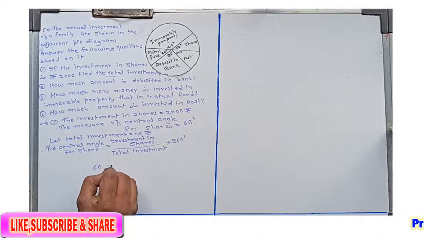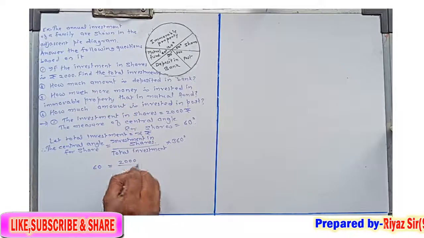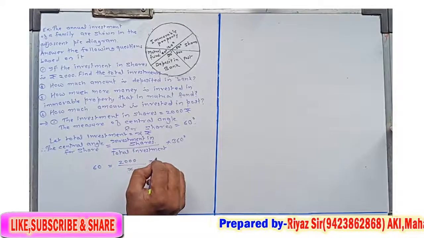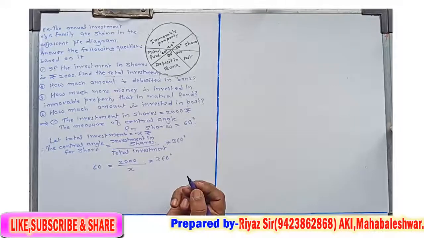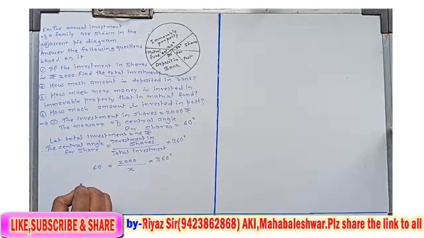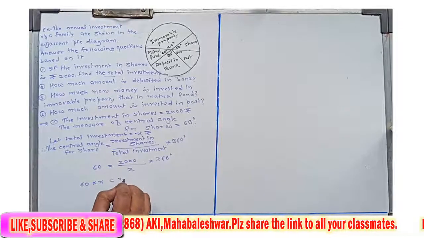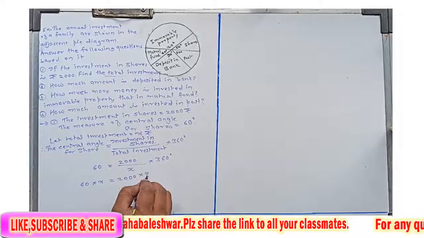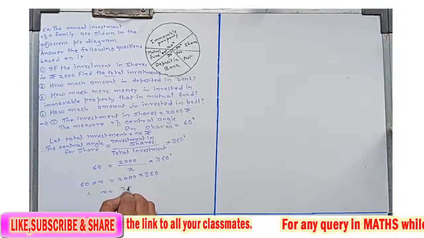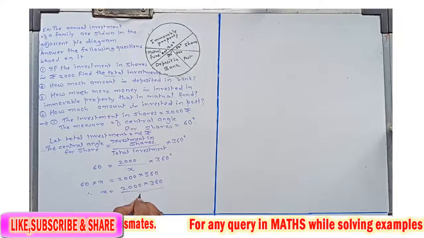So central angle for shares is 60 degree. So we took here 60 degree is equal to investment in shares, which is 2000 rupees, divided by total investment, which we consider as x. That x we have to find, into 360 degree. Now this x is in the denominator. We took this x on the left hand side, so you get 60 into x, multiplied with 60, is equal to 2000 into 360. And from that we find the value of x as 2000 into 360 divided by 60.